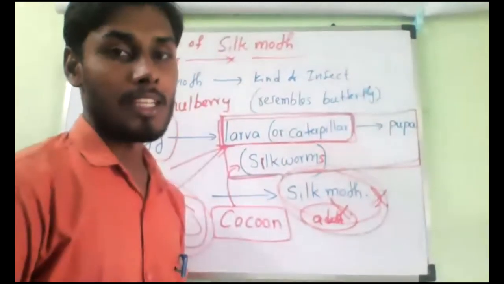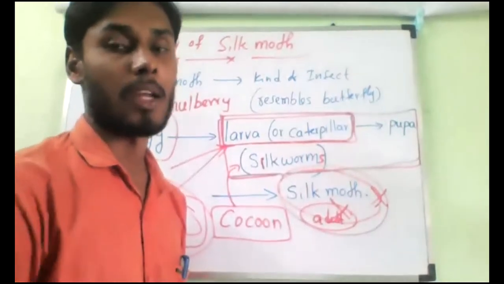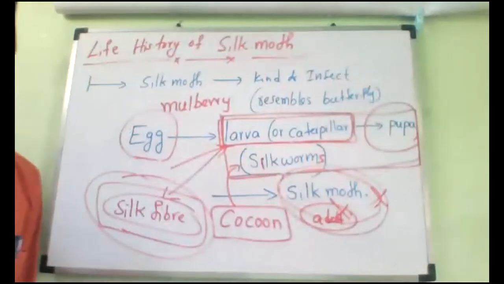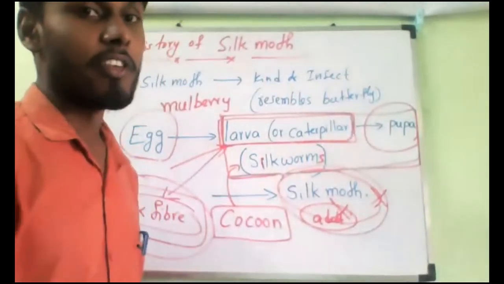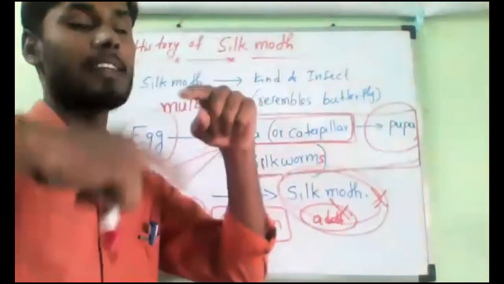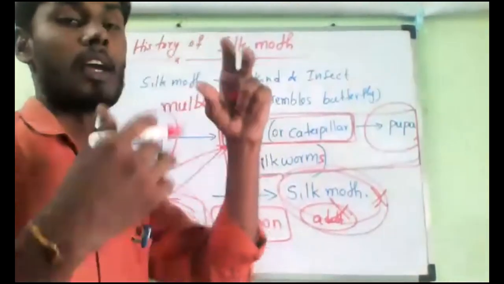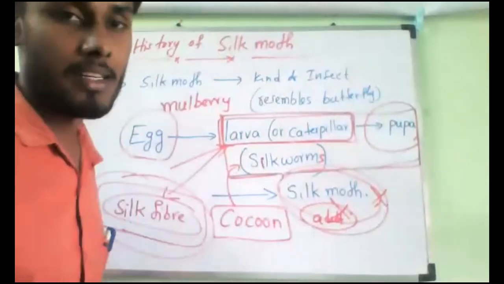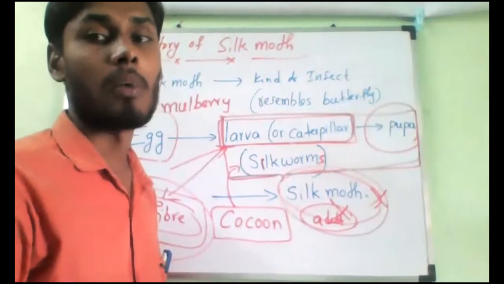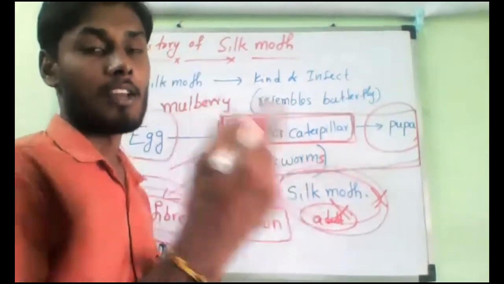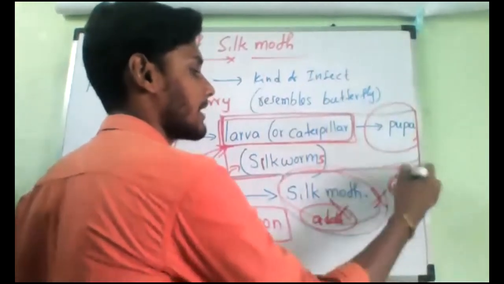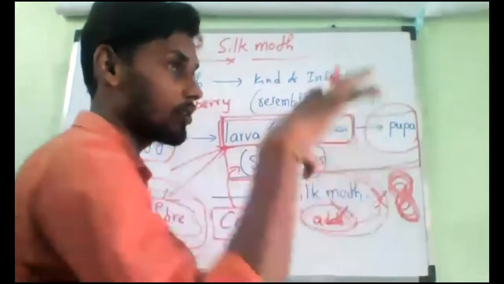When the silkworm is ready to enter the next stage of its development, what is the next stage? Pupa. It first weaves a net to hold itself, like a bird's nest, a kind of home to stay inside. Then it swings its head from side to side in a figure-eight pattern, twisting its head like this so that it starts forming the cocoon, like a small ball.